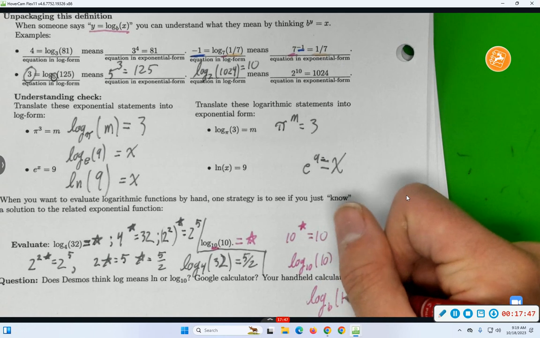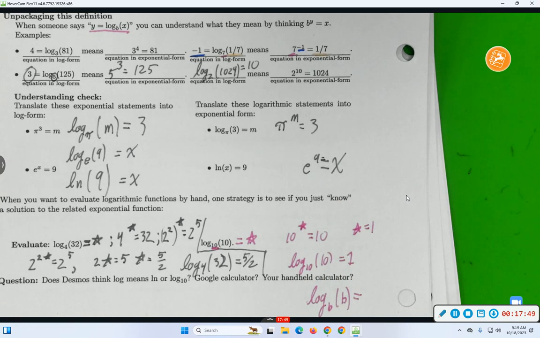In fact, if I give you any base b and ask you for the log base b of b, what do you think it's going to be? 1. Log base thing of that same thing is 1, because what power do you raise b to get b back? 1.